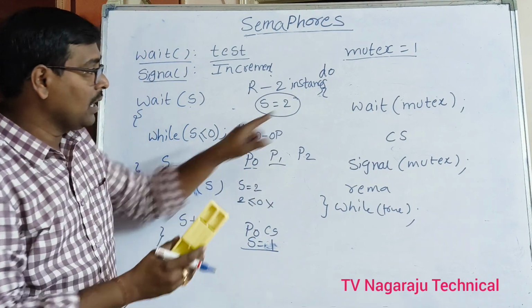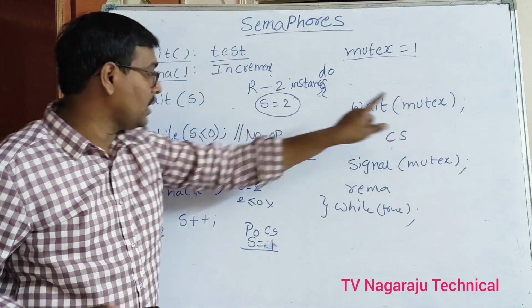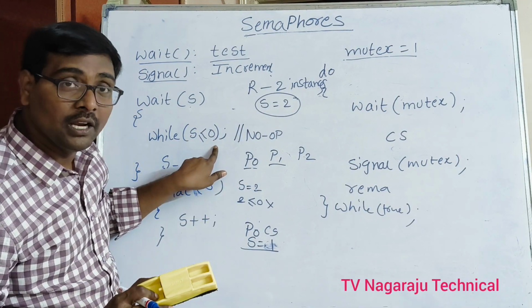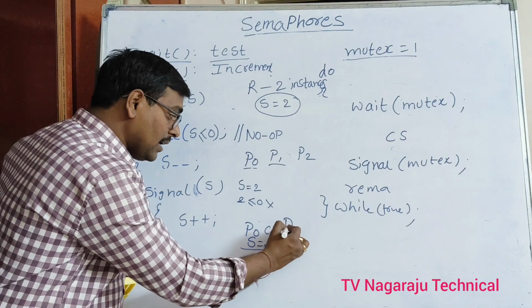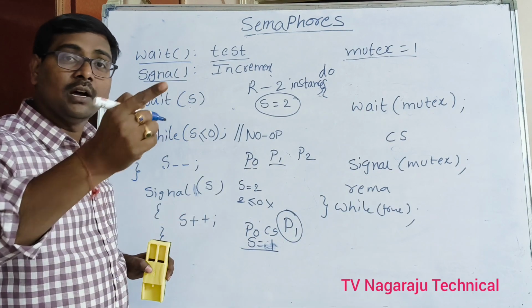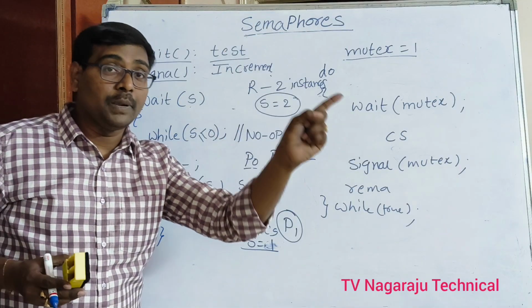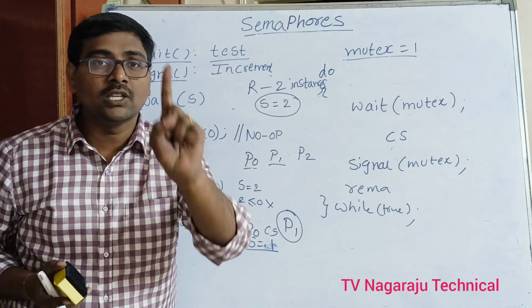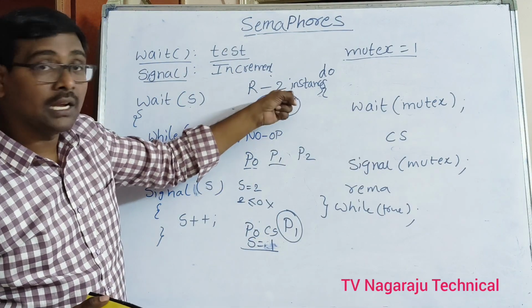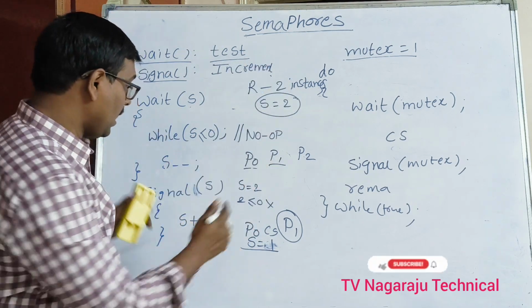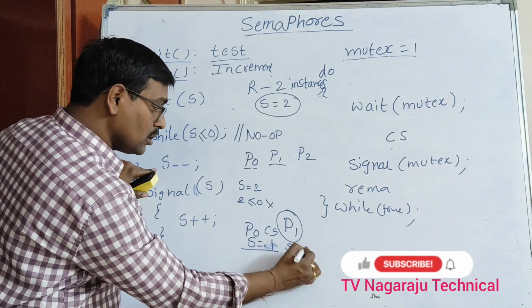Now P1 calls the same wait of mutex. What is the value of S right now? 1. 1 less than or equal to 0, again the condition is false. So P1 also enters into the critical section. There is no problem. Why? Because in the previous case we had only one instance of the resource. In this case I have 2 instances. That means a maximum of 2 processes can utilize it, and S value is reduced to 0.